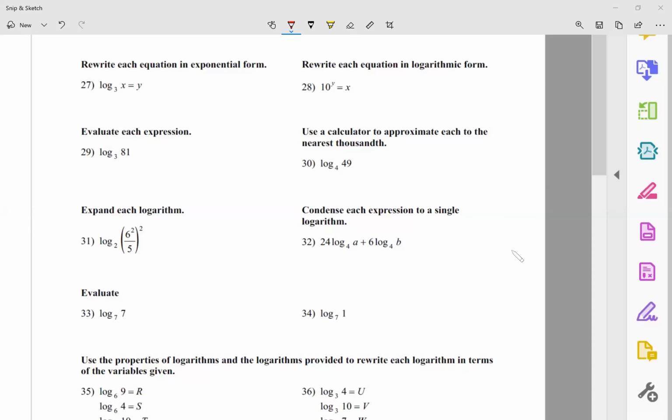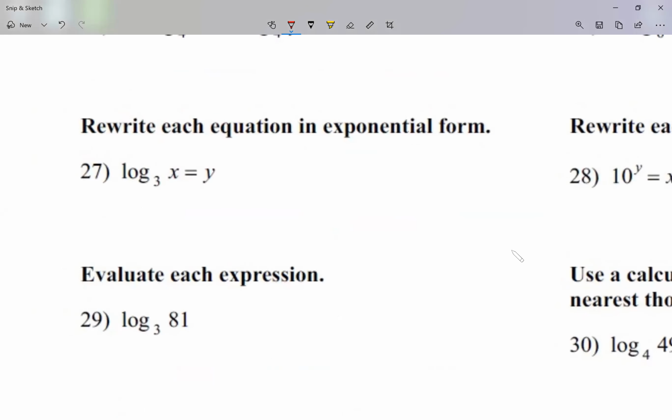All right, so logarithms. We saw logarithms this week. So let's do a quick review. Questions 27 through 32. Okay, so I know Monday we started with rewrite each equation in exponential form. And then that's when I said, we see the base down here. And then logarithms are created to solve for the exponent. So this thing at the very end is the exponent.